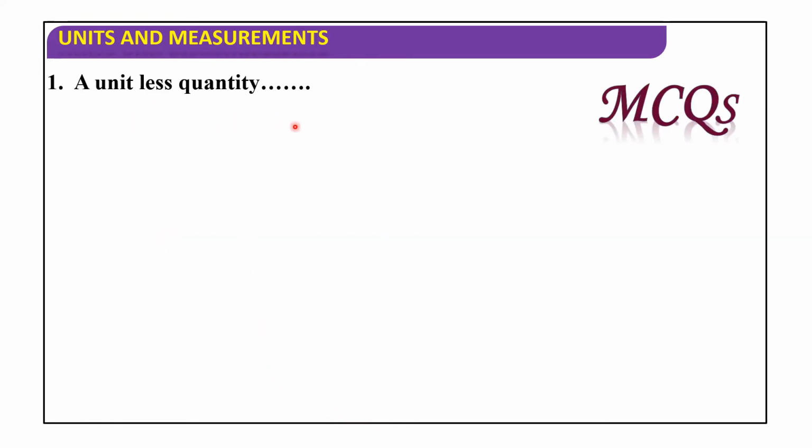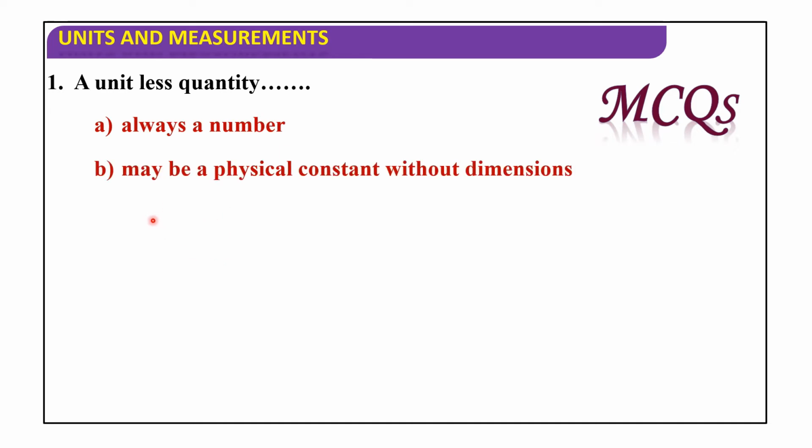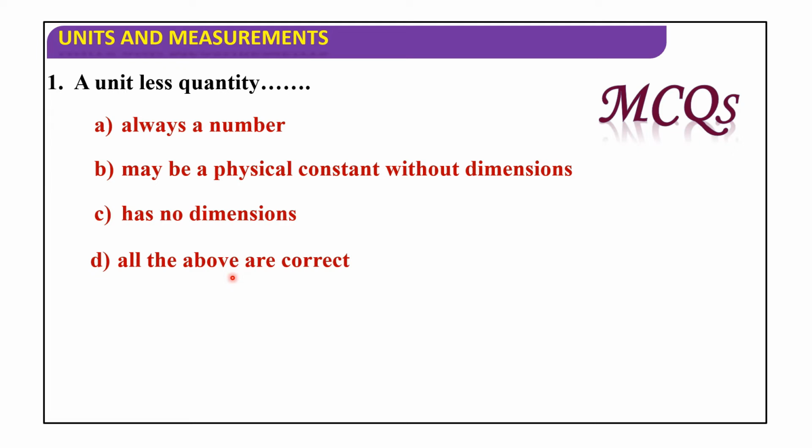Now I'll discuss MCQs. A unitless quantity is always a number, may be a physical constant without dimensions, has no dimensions, all the above are correct. Okay, option D is correct.